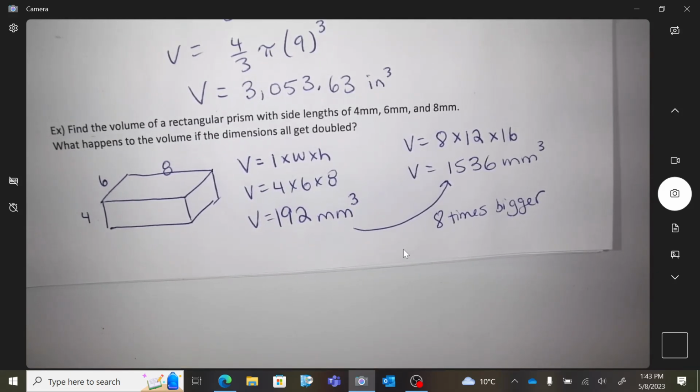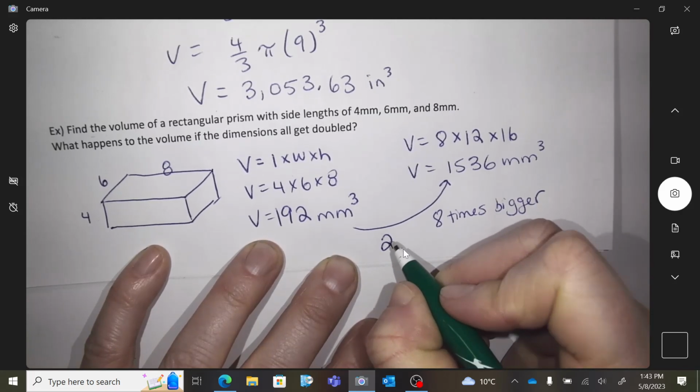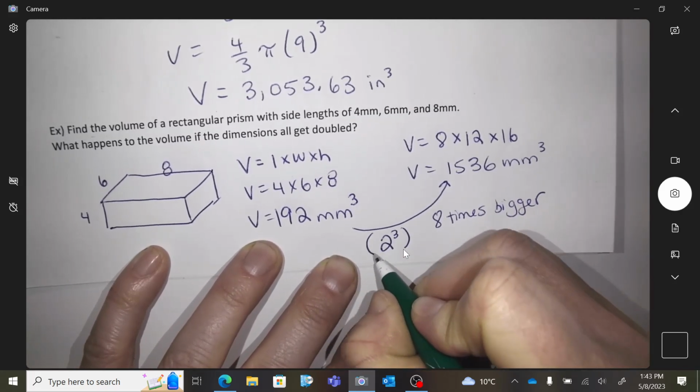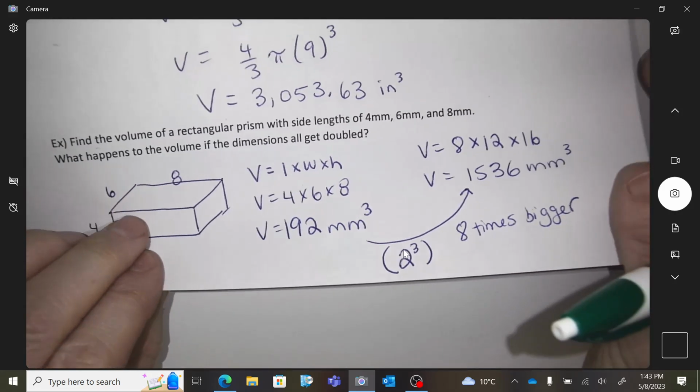It's 8 times bigger. What do you think the reason is with that? You're multiplying each number by 2. So we're multiplying each number by 2, so what did we do? We cubed it. We cubed the doubling. We cubed it because it's a volume. Do you remember 8? 8 is 2 cubed, right? Okay. Let's try some area next.